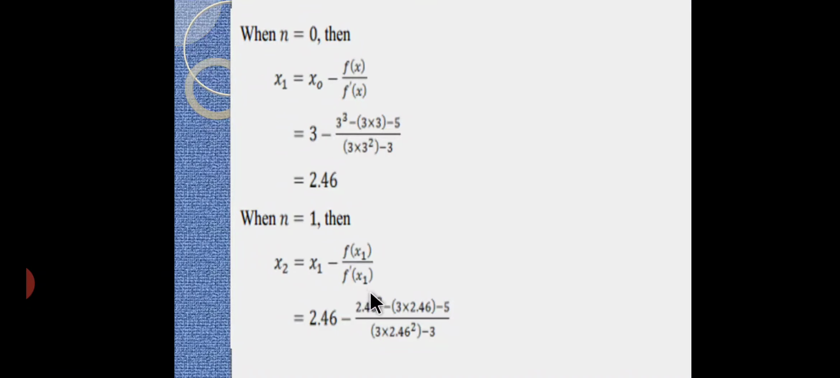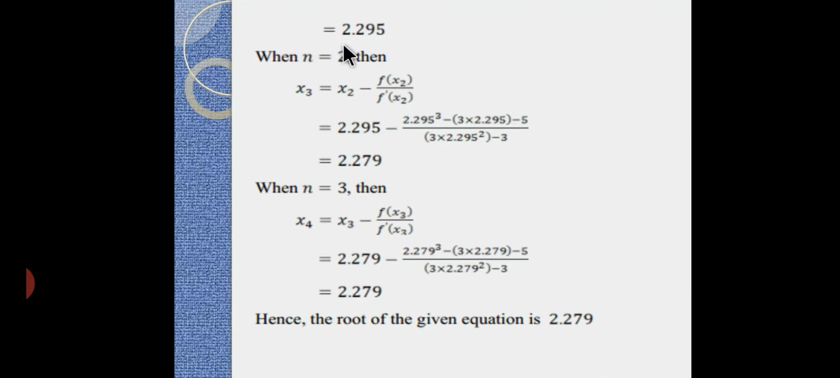So when n is equal to 1, then x2 is equal to x1 minus f of x1 by f dash of x1. Here the x1 value is 2.46. We substitute this value in this relation. We get 2.46 minus f of x, which means x cube minus 3x minus 5, so 2.46 whole cube minus 3 into 2.46 minus 5, upon 3 into 2.46 whole square minus 3. Simplifying this, we get the value 2.295.